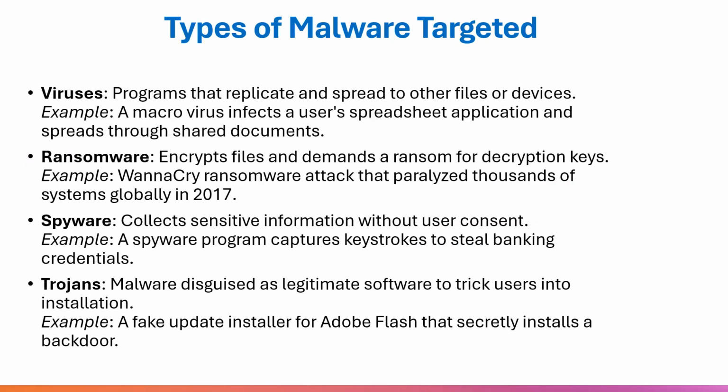These are the types of malware targeted, as we mentioned earlier. Viruses are programs that replicate and spread to other files or devices, like macro viruses. They are common and affect many laptops and desktops, spreading through shared documents. Ransomware encrypts files so you cannot open them anymore, and demands a ransom for decryption keys. For example, the WannaCry ransomware attack paralyzed thousands of systems globally in 2017.